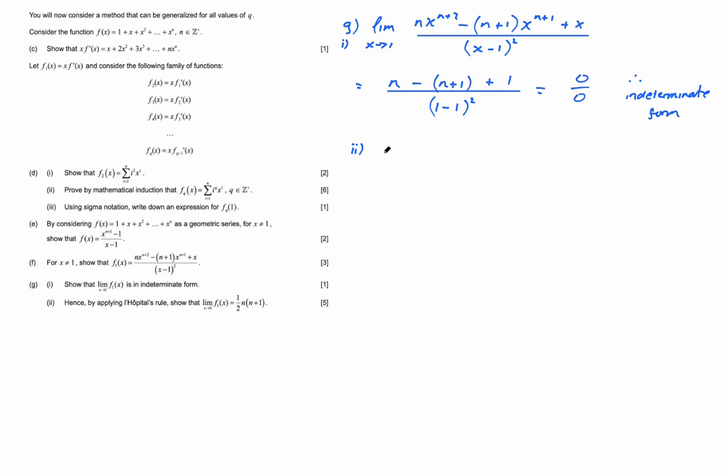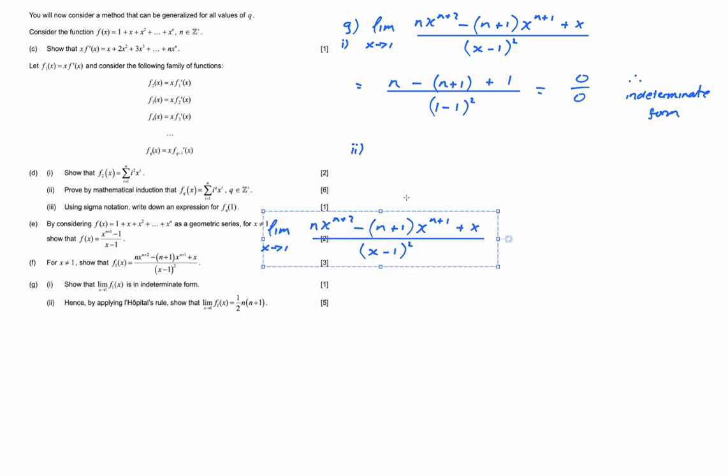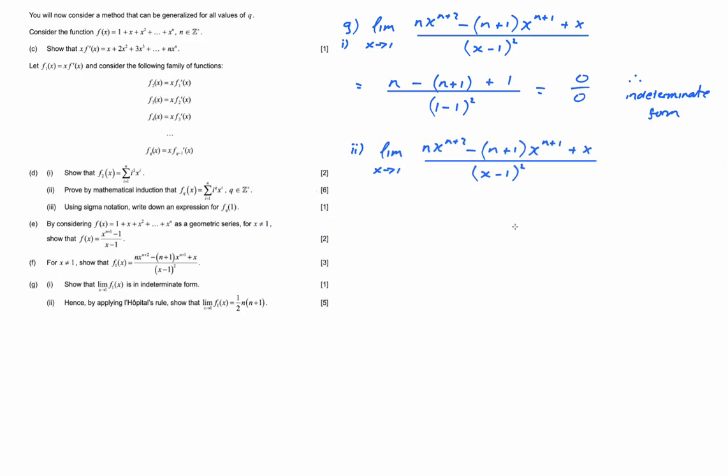So we're going to say the limit as x approaches 1 of this, let me just copy this, guys. I don't want to have to write that whole thing again. So the limit of this is equal to the limit as x approaches 1 of the derivative of the top over the derivative of the bottom.